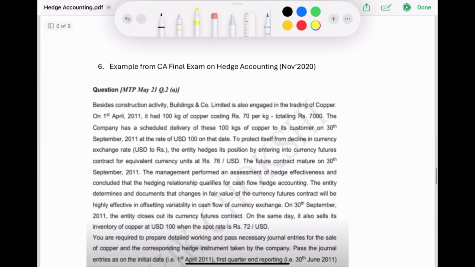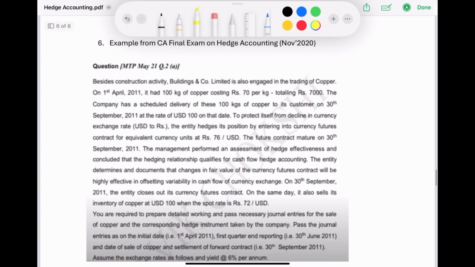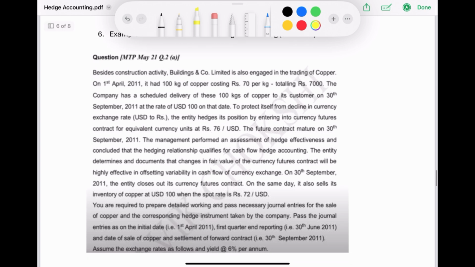We'll go through one example. Please read this example. This was asked in the November 2020 CA Final exam. Please take some time to read this question.